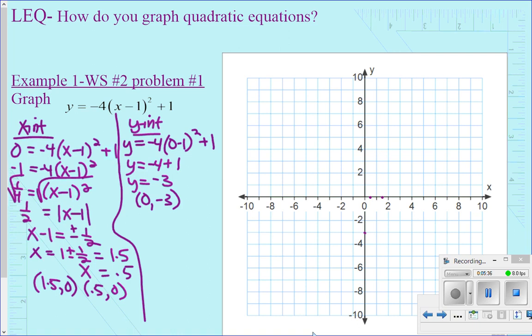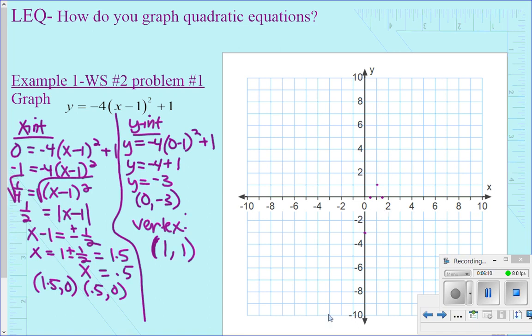I need the vertex yet. Vertex, so I'm going to look back to the original equation, and lucky for us, that one's in vertex form. So we know from earlier in the unit that minus 1 is right 1, which means the vertex is at 1, and plus 1 means up 1, so 1 for y. So (1, 1) is my vertex. So I'm going to go ahead and plot that (1, 1) right there. And that makes sense because that is halfway in between the x-intercepts.